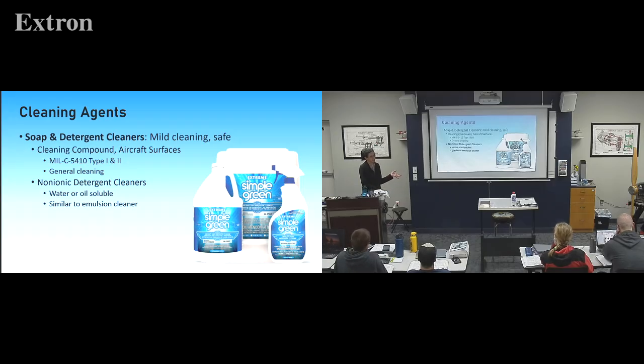And what is a really great mild soap? I talked about it yesterday. Dawn. These are just two others that are common. One is just called a cleaning compound for aircraft surfaces, and they don't have super fancy names. It just goes by various mil spec numbers. Used for general cleaning. The difference between type 1 and type 2 is that one is for paint, one is for unpainted surfaces. So make sure you go to the manufacturer's information and see which one should be used for your application.